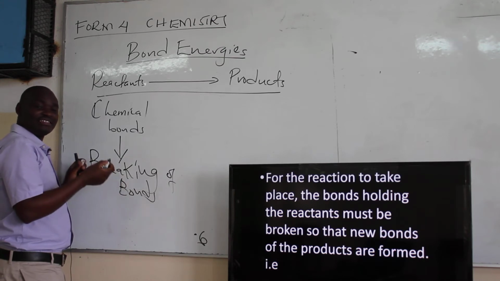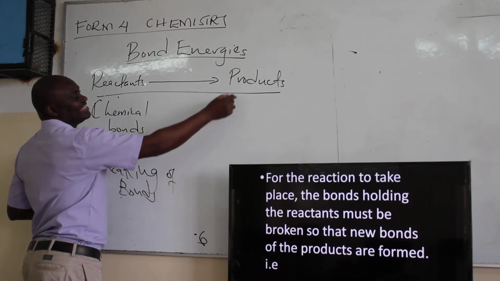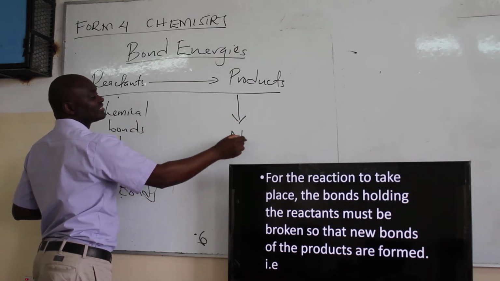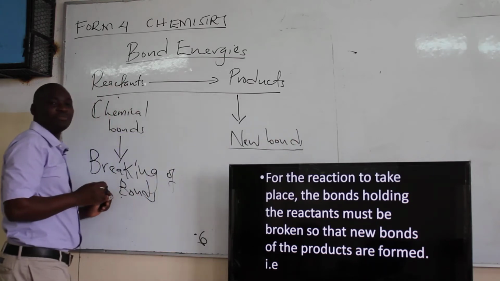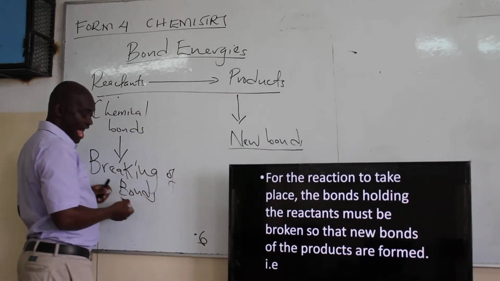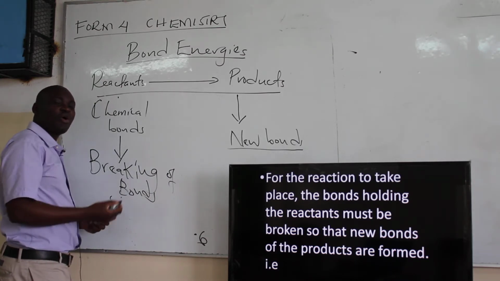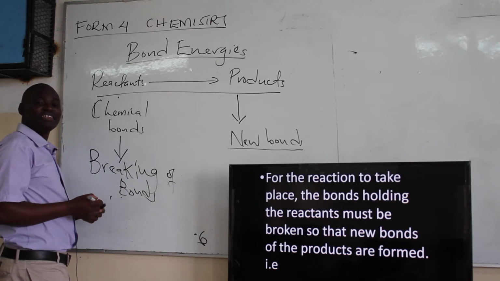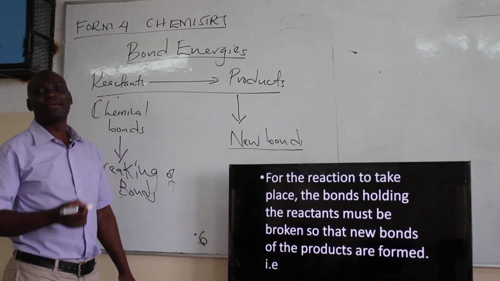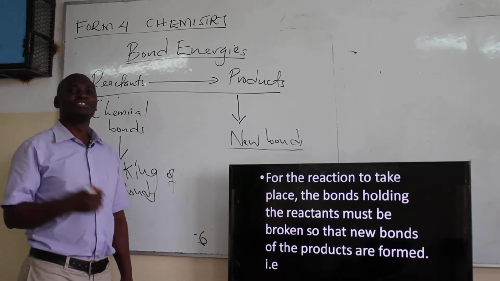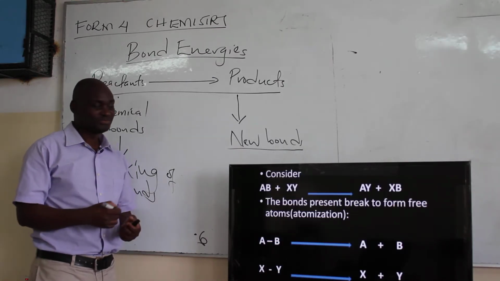And after the bonds in the reactants have been broken, then in the products, new bonds are formed. So bonds are broken, then the free atoms undergo rearrangement, and then new bonds are formed. For the reaction to take place, the bonds holding the reactants must be broken so that new ones can be formed in the products.